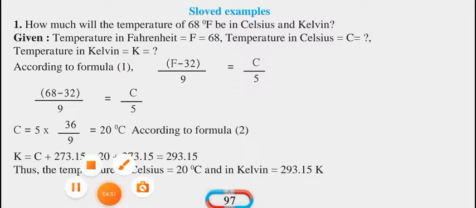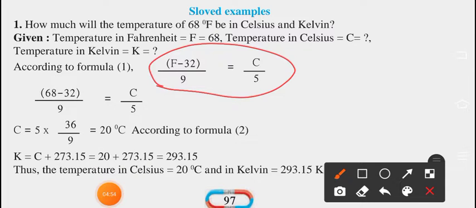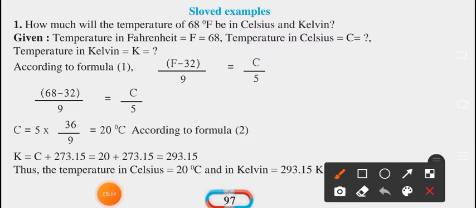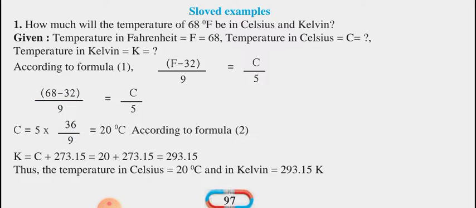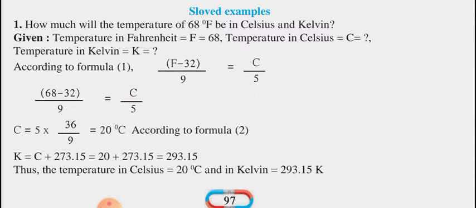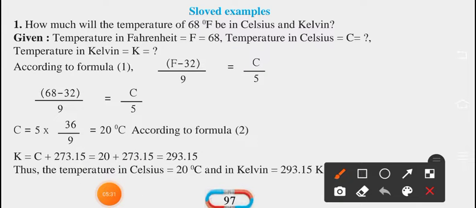The very first formula, relating Fahrenheit and Celsius, is (F minus 32) upon 9 equals C upon 5. This formula we have seen a few minutes ago. Now Fahrenheit is given. We can substitute the value of Fahrenheit. Then (68 minus 32) upon 9 equals C upon 5. Now the subtraction, 68 minus 32, you will get 36. This is 36 upon 9, and this 5 will go with this by multiplication. Then you will get C. Do this calculation, you will receive the value of C. C means Celsius.